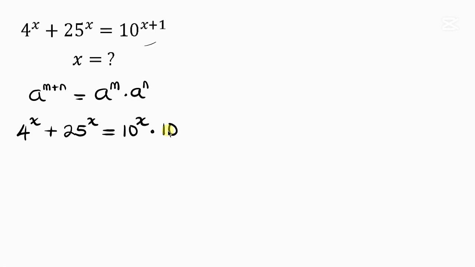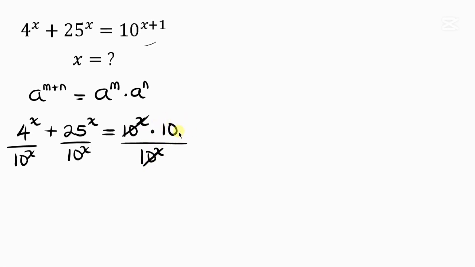Our next step will be for us to get rid of this 10 to the x from the right hand side. And we're going to do that by dividing through by 10 to the x. So I'm going to be dividing 4 to the x by 10 to the x. I'll divide 25 to the x by 10 to the x. I'll divide the right hand side by 10 to the x. Now notice that 10 to the x can cancel off so that we have 10 remaining on the right hand side.